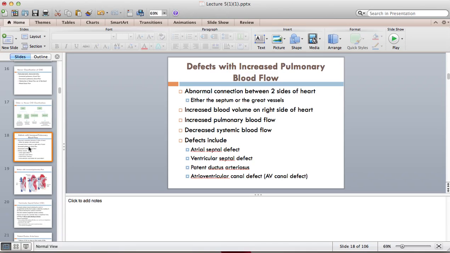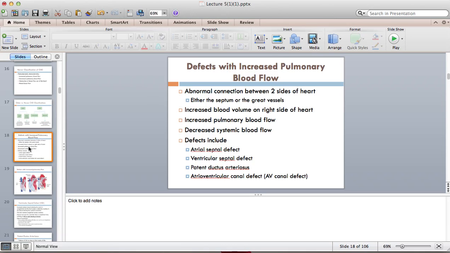With the increase in blood flow, you have that abnormal connection between the two sides of the heart. It's either on the atrium, on the ventricle, or the blood vessels, but those two sides are mixing. You have increase in blood on the right side of the heart. The blood that goes into the pulmonary arteries is increased also. The pressure is high because the blood goes there to pick up oxygen.